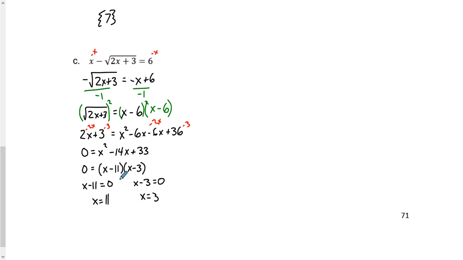So we're going to check the 11 first. So 11 subtracting the square root of 2 times 11, add 3. So 2 times 11 is 22, add 3 is 25. So 11 subtract the square root of 25. Square root of 25 is 5. 11 subtract 5. Yep, that equals 6. So that one's good.